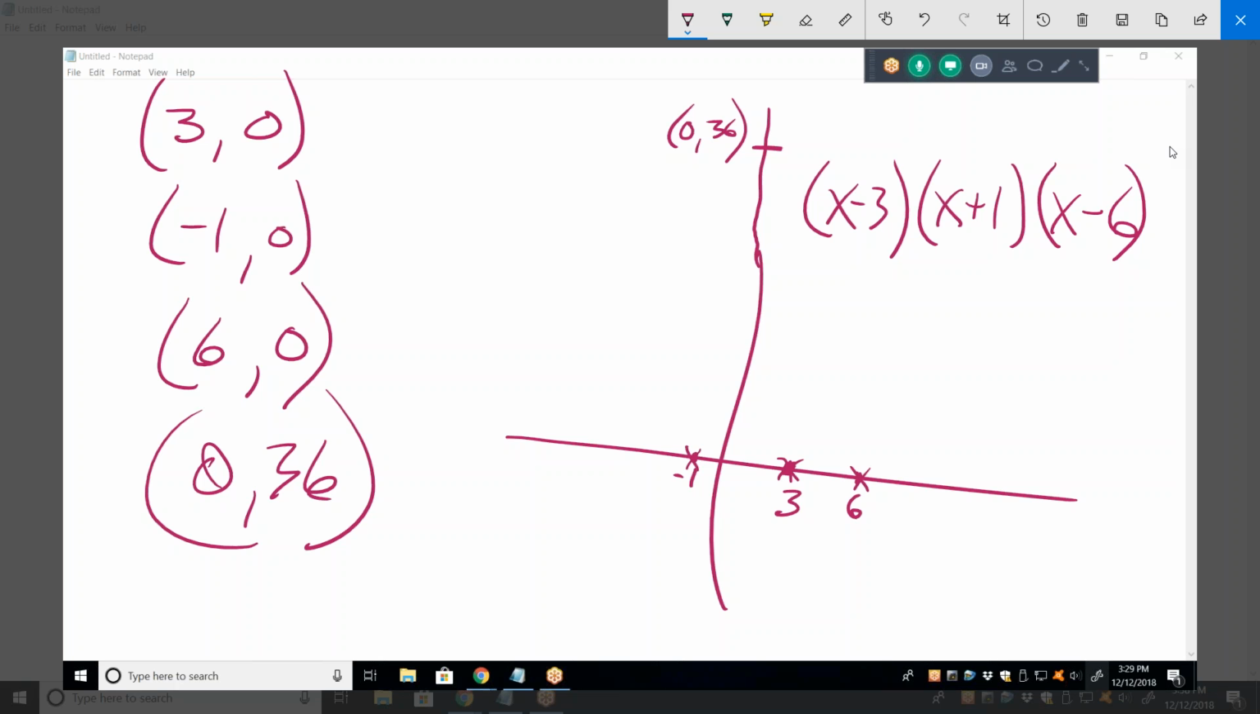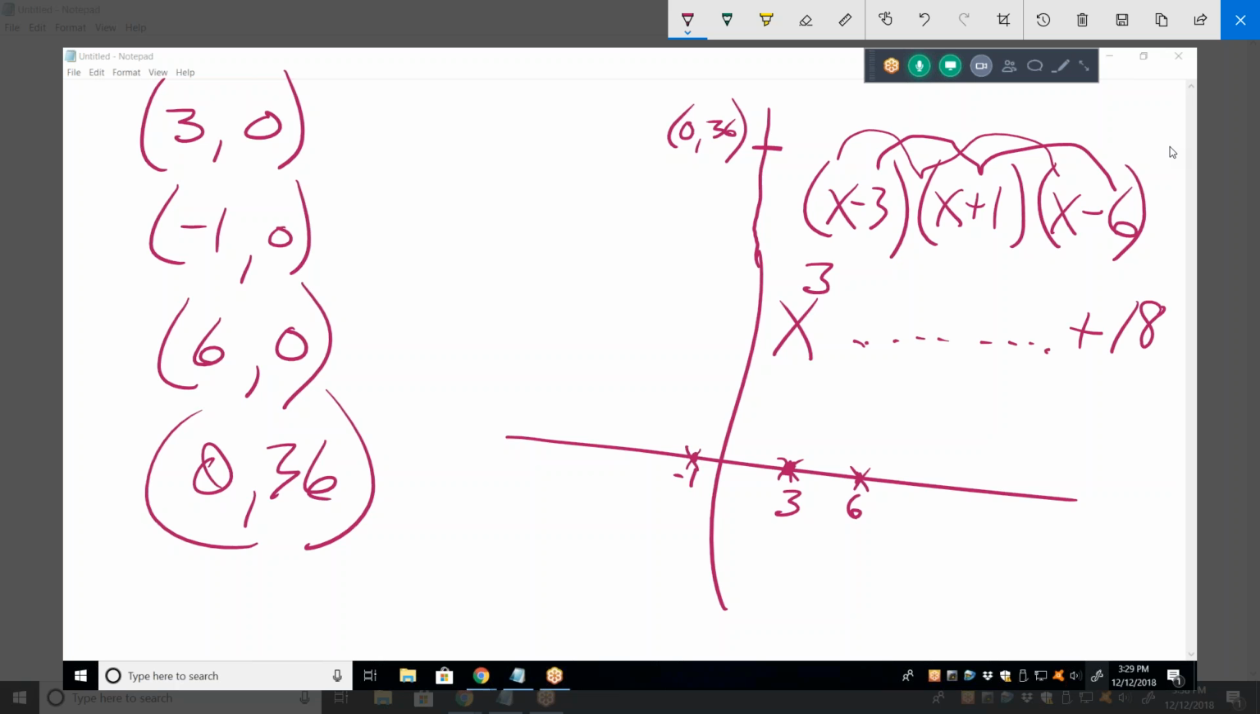I can tell what the last number is going to be. The last number has to be that times that times that. It's 18. I also know what the first term in the final polynomial is going to be. You get it from this times that, so it's going to be x cubed. So I know this much. There's also going to be all this stuff in between.